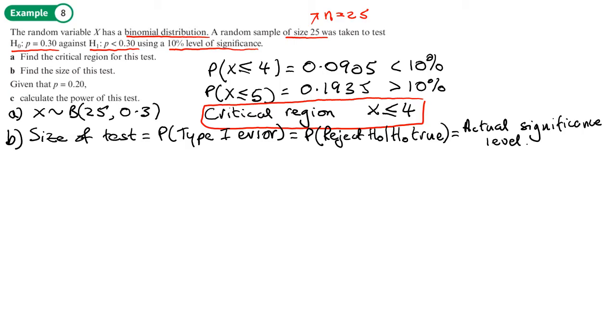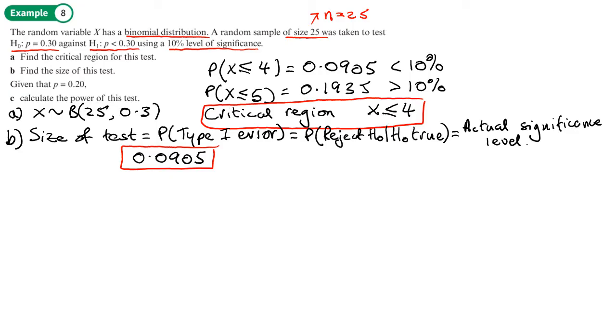And I get that straight from the table, and actually I've already written that down. The actual significance level is 9.05%. So let's write that down, 0.0905. So that's the size of the test, the actual significance level, the probability of a type 1 error.